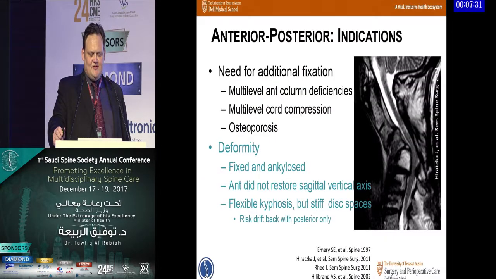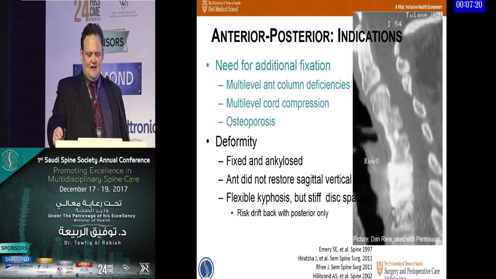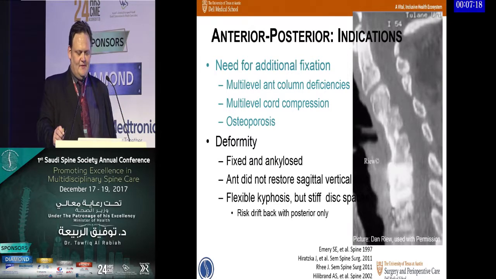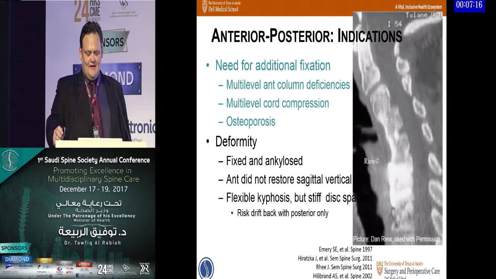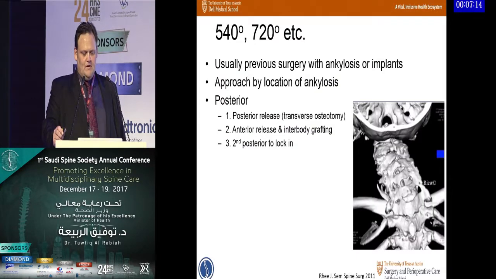Typically, this is done in patients that need additional posterior fixation after an anterior reconstruction, so a 3-level corpectomy or a 2-level corpectomy in soft bone. Patients that have fixed and ankylosed facet joints will need to be osteotomized and then the anterior approach undertaken. Occasionally, even a 360 or 540 or a 720 or 540 approach is needed.